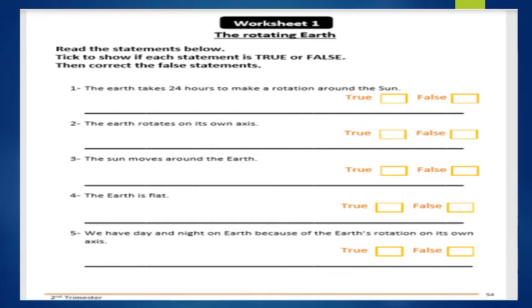So this is your homework page. Now let's introduce you to your worksheet number 1. It's a very, very easy page. You will not have any trouble doing it. It's just true or false. You have 5 sentences about what we just learned, and you have to state whether those statements are true or false, and then you have to correct the false statements. And I think it's very simple and very easy.